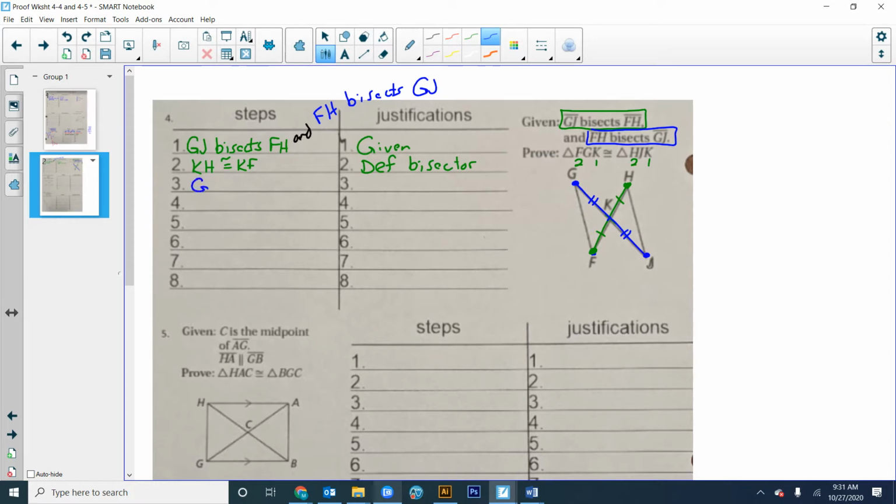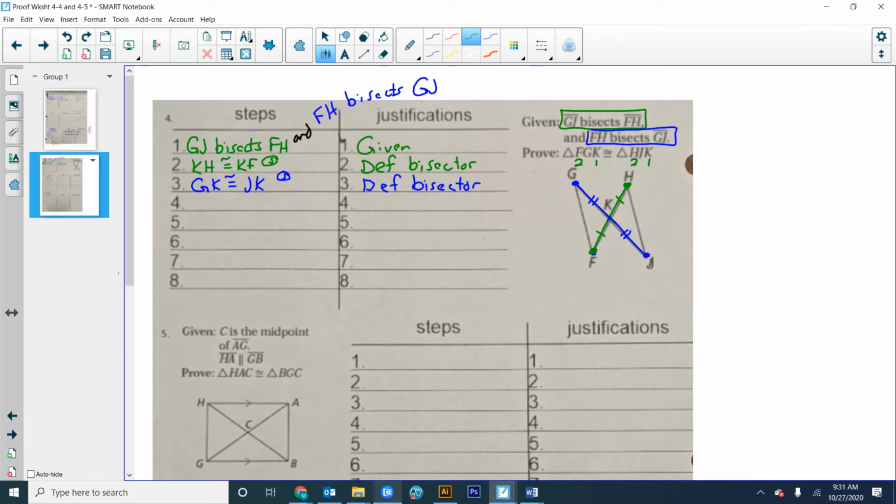GK is congruent to JK. Reason: definition of a bisector. So we had a pair of S's, another pair of S's. We have two pairs of S's. We're out of givens.